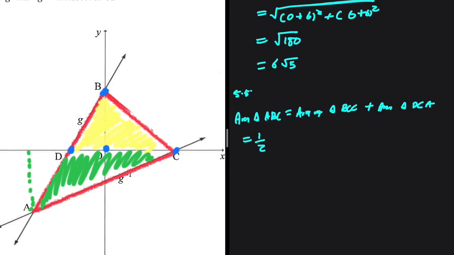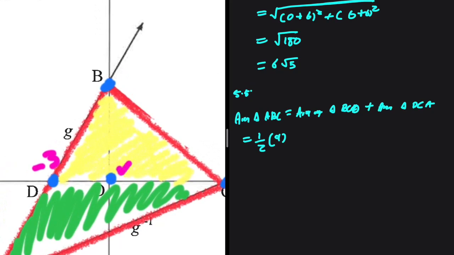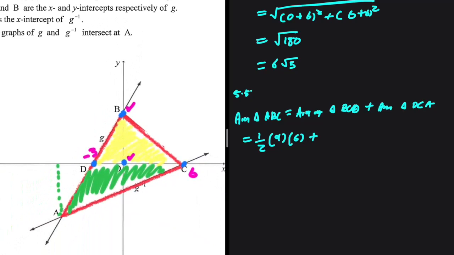This is going to be equals to a half base. The base of triangle BCD is DC. What is the length of DC? The x-coordinate of C is 6 and the x-coordinate of D is minus 3. So from D to C is 9 units. So we're going to have that there. And then the height from O to B is 6 units. The y-coordinate of O is 0 and the y-coordinate of B is 6. So we're going to have 9 multiplied by 6 plus the area of triangle DCA.